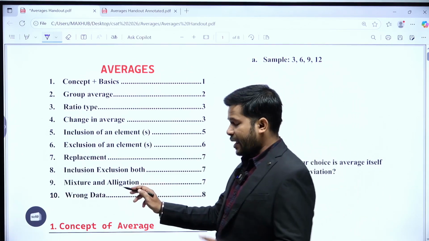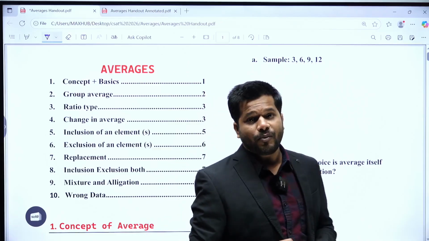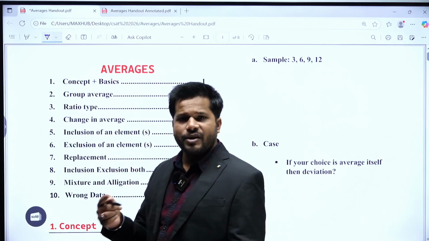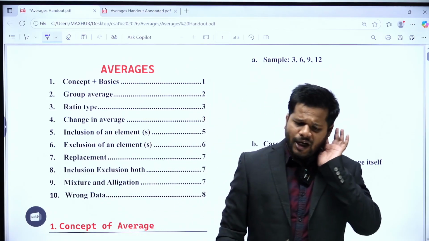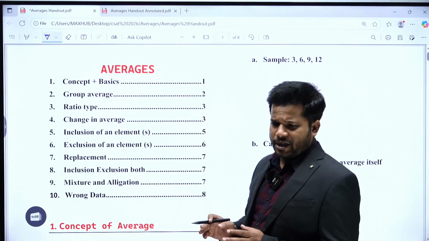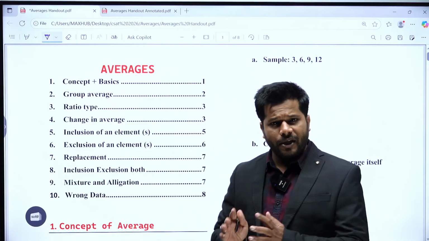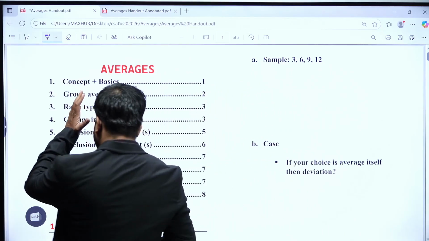Then we will extend our discussion into mixture and alligation type problems. How you can solve mixture and alligation using the averages concept, or vice versa. Clear? And the last one would be the wrong data type problem. I think this much segregation is enough to study averages, but there can be more which we will be discussing in the Thursday session. But to enter into question solving mode, you need to understand these many types of problems.